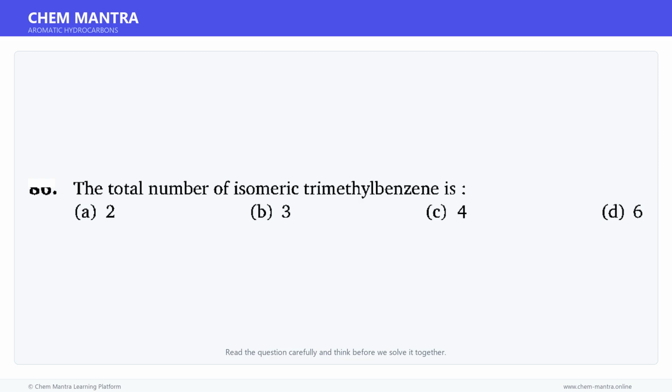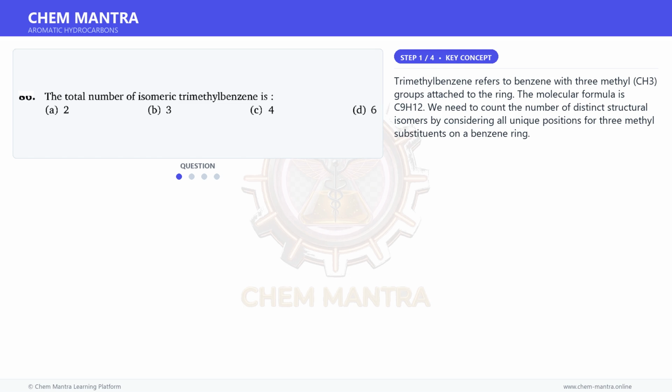Here is a question. Read it carefully and think about the answer. Let us solve it step by step. Let us first understand the key concept here. Trimethylbenzene refers to benzene with 3 methyl CH3 groups attached to the ring. The molecular formula is C9H12.